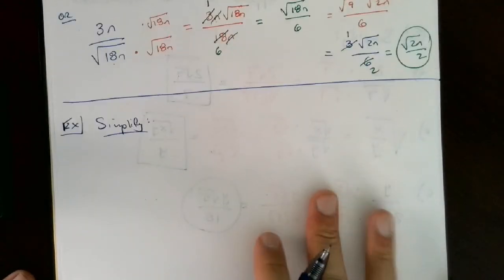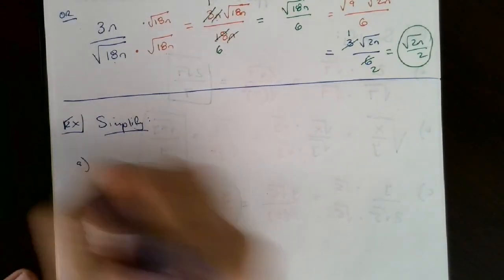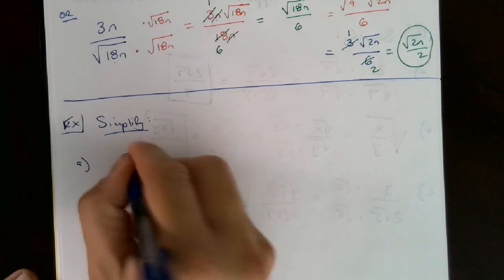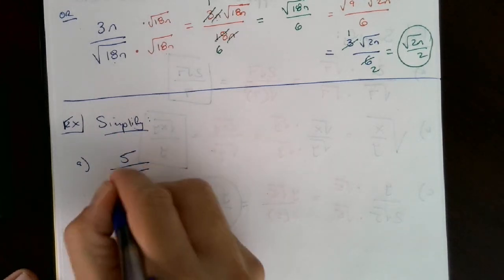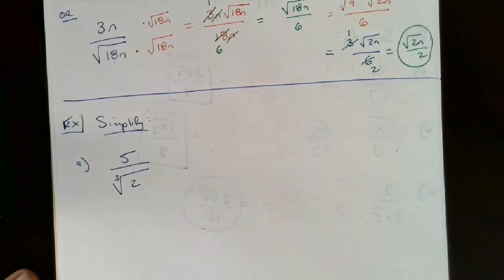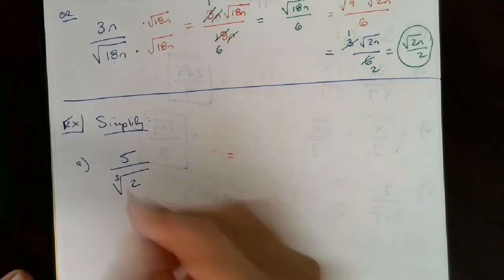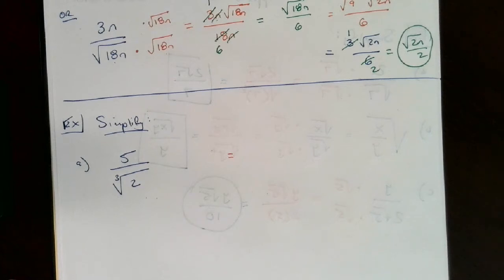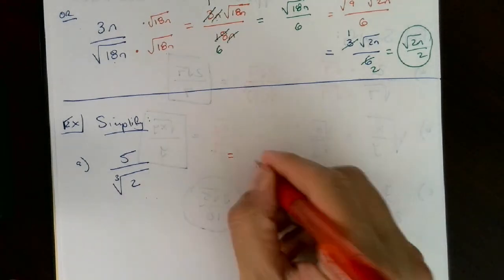if I said to simplify, and we'll start with 5 over the cube root of 2. Now when you do this, you can't just multiply by the cube root of 2, because the cube root of 2 times the cube root of 2 would be the cube root of 4, and that's not a perfect cube.